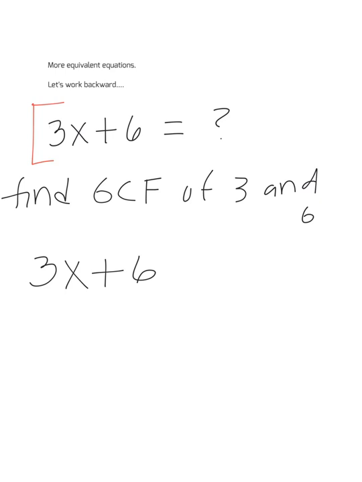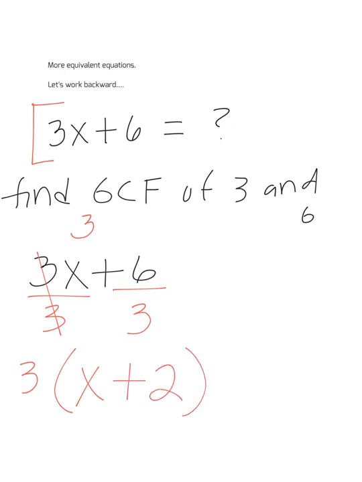property. So what we need to do is find the GCF of 3 and 6. The greatest common factor, the largest number that goes into both 3 and 6 equally, would be 3. So what we're going to do is divide both terms by 3. 3x divided by 3 would give you x, because 3 divided by 3 is 1. 6 divided by 3 would give you 2. So this is what it would look like if it was expanded.